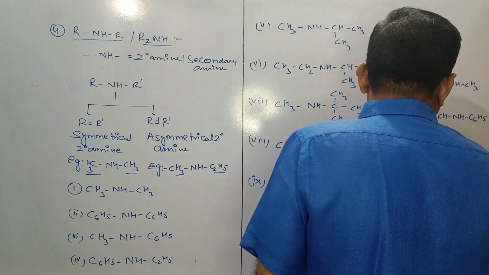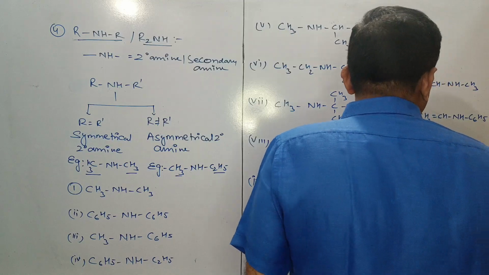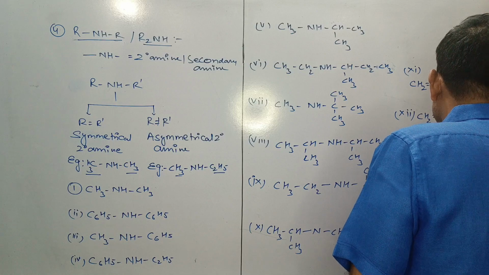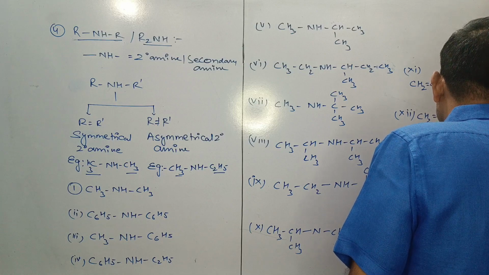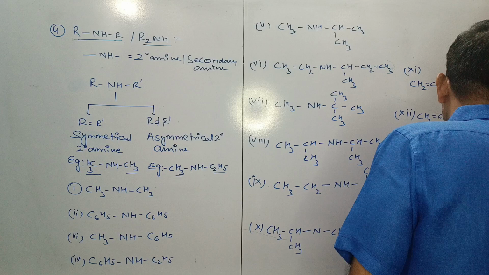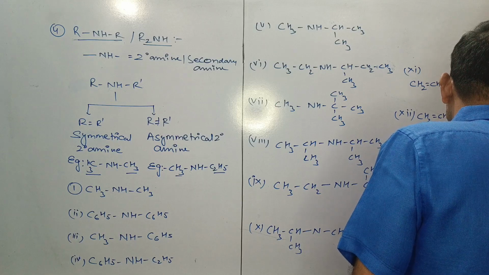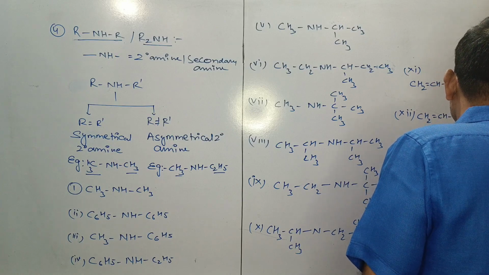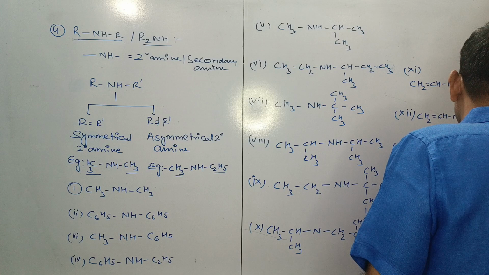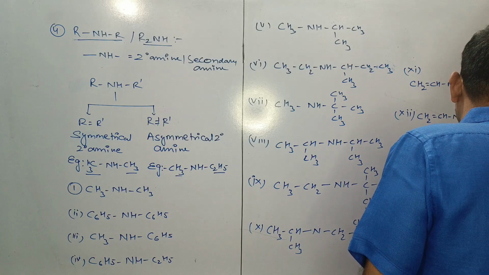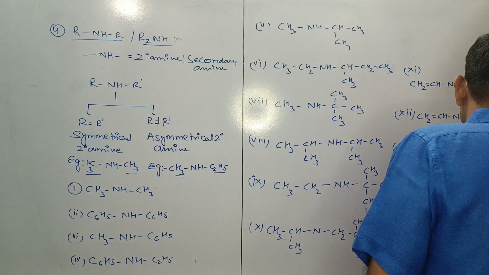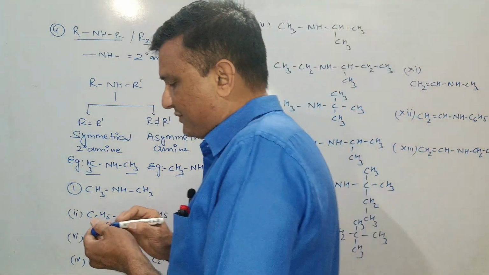This is the 13th example. You can take CH2, this is the double bond CH and H. This is the CH2. You can take your important example: CH2, CH double bond, CH double bond, CH2. These are the important examples.